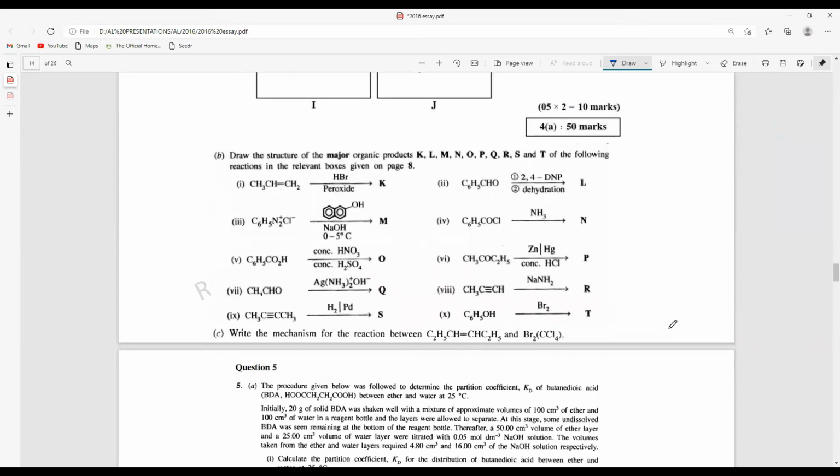Right. So moving on. We have given a set of questions as a general scheme, so you have to predict the products. HBr with peroxide gives the anti-Markovnikov product. So here you will obtain a Br, and here you will add the H, and this will become a single bond, because this is anti-Markovnikov in the peroxide medium. So this is benzaldehyde. You add 2,4-DNP and dehydration.